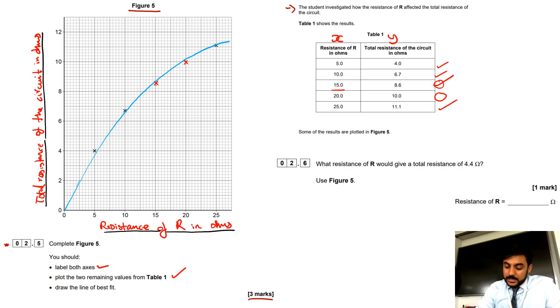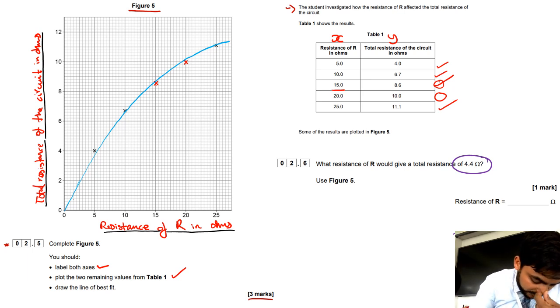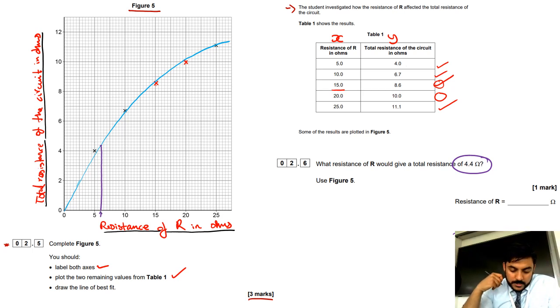Now, if you've drawn your line of best fit correctly, you go to a total resistance of 4.4 ohms, and then you work down. So 4.1, 4.2, 4.3, 4.4, which happens to be right there. And then I look down, and that resistance of R will give a total resistance of 4.4 ohms.